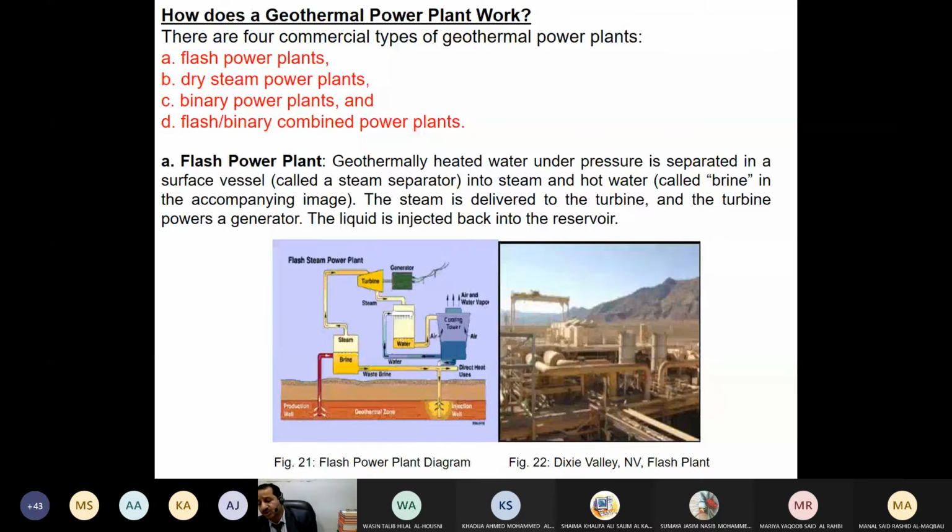Geothermal power plant, as I mentioned, is similar to the conventional thermal power plant. But rather than burning fuel, we use the thermal energy available under the surface of the earth. Different power plants are used there. It could be a flash type power plant, dry steam power plant, binary power plant, or flash binary power plant. Let me take them one by one. Flash power plant.